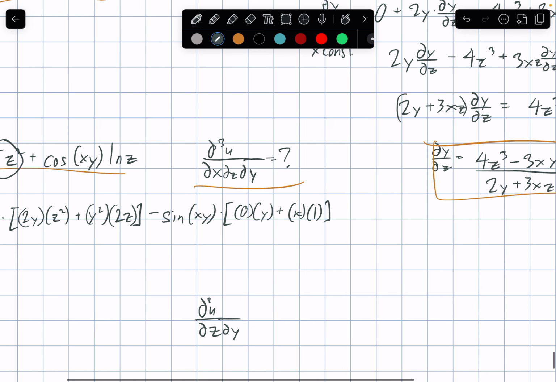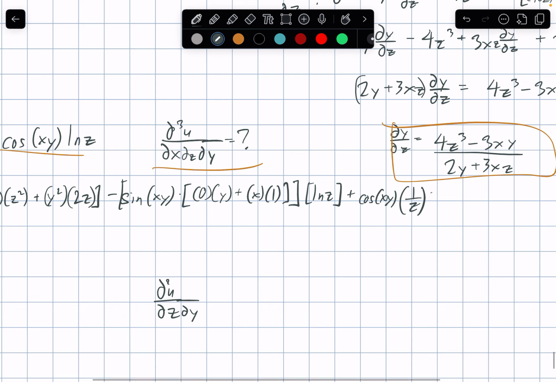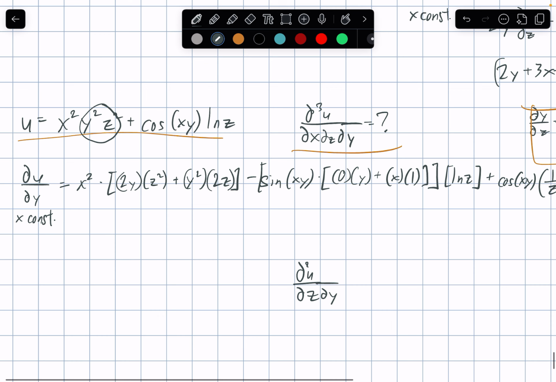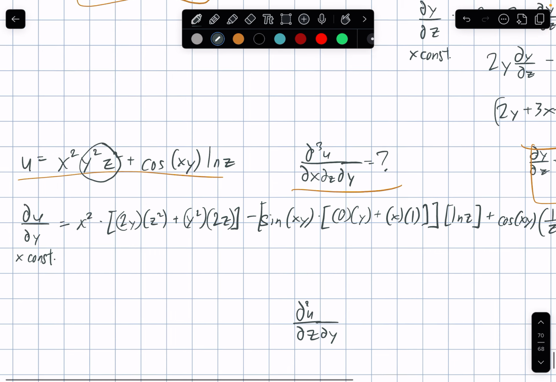Okay, I think here we have to apply product rule. So this is the derivative of cos xy. We copy ln z, and then plus copy cosine xy, and then the derivative of ln z is 1 over z, since z is just a variable, times 1, or you don't have to write that anymore. Okay, are we good so far? Let me just verify.